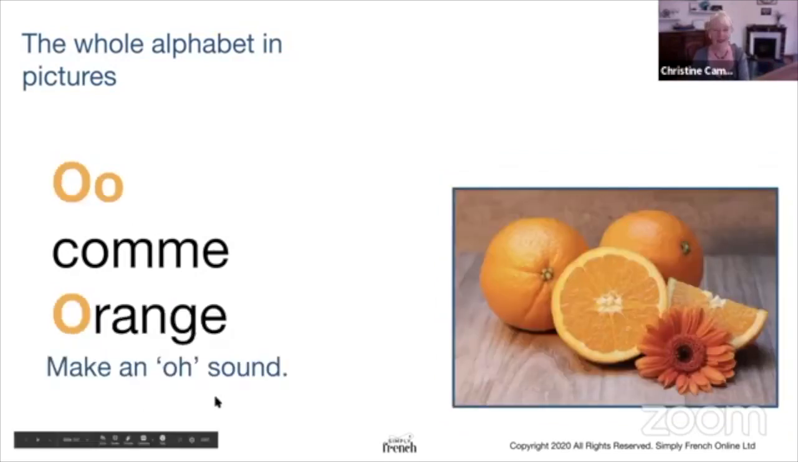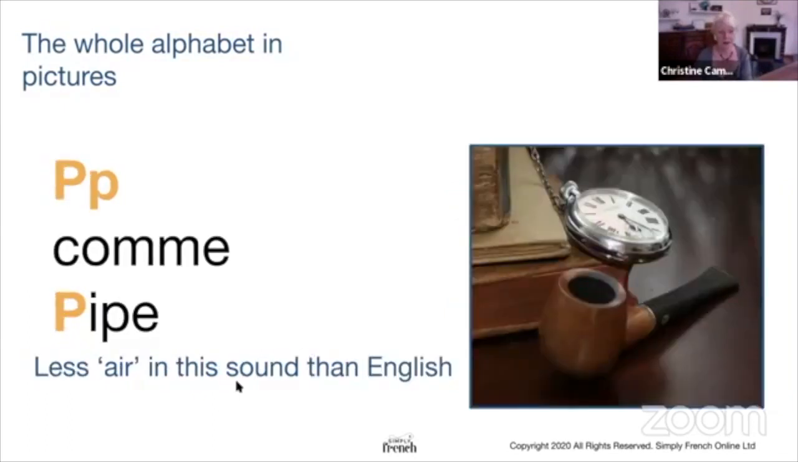O comme orange. Now, easy in English to be going "oh, but it's orange," more like the proper O as in the O sound. It's orange. And I've stood there listening to the French speaking and I can hear them saying "oh," much more O than O as we would in English. Orange.